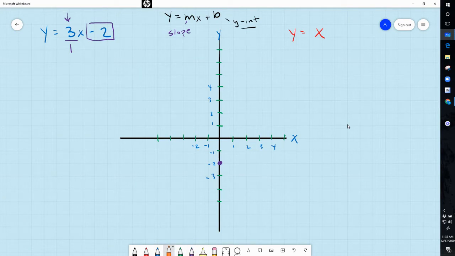From the y-intercept, you start at that point and rise 3: 1, 2, 3. And I'm also going to run 1, so it's all positive. Then I put another dot. You can do that multiple times, rise 3, run 1, rise 3, run 1, if you want, but really you only have to do it a couple of times.